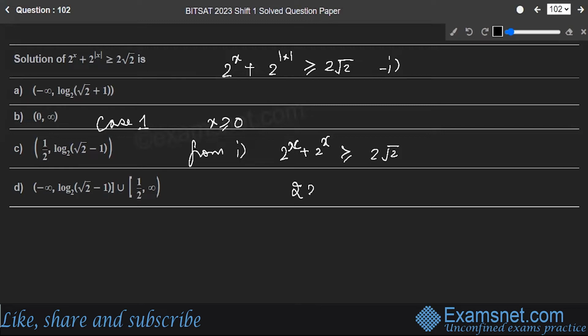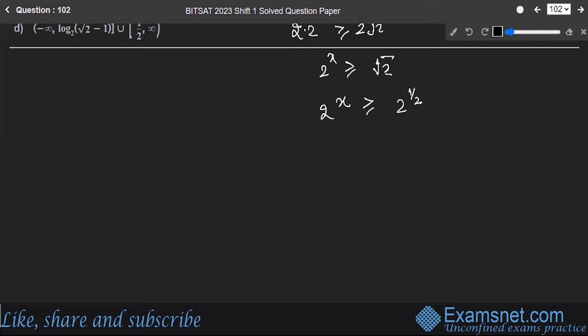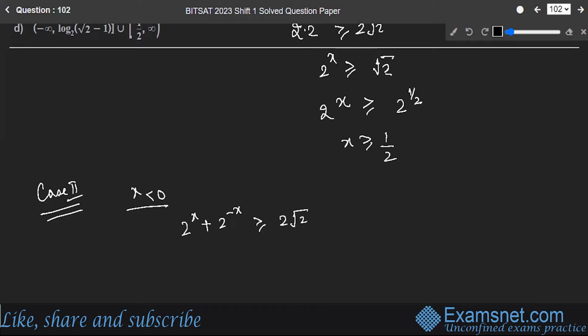or you have 2 into 2 power x is greater than or equal to 2 root 2, or you have 2 power x greater than or equal to root 2. That gives you 2 power x is greater than or equal to 2 power 1/2. That means x is greater than or equal to 1/2. Now, second case, when x is less than or equal to 0, so you have 2 power x plus 2 power minus x is greater than or equal to 2 root 2.